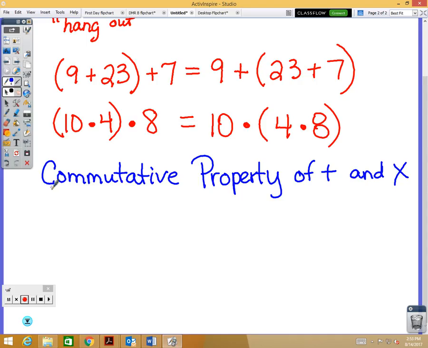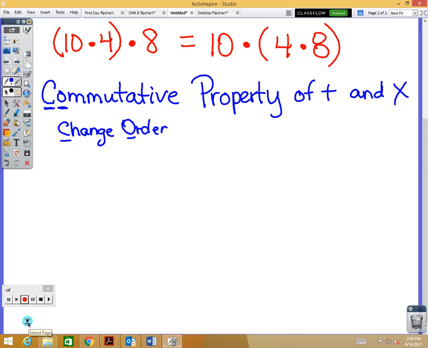I want you to think about the first two letters of the word commutative, C-O, and we can think of change, order. This property is all about the fact that you can change the order of the numbers you're adding, or you can change the order of the numbers you are multiplying. So again, the reason that you would want to do this is to make it easier to add or easier to multiply. For instance, if we had 3 plus 6 plus 7, the order of operations would tell you to do 3 plus 6 first, and then plus your 7.